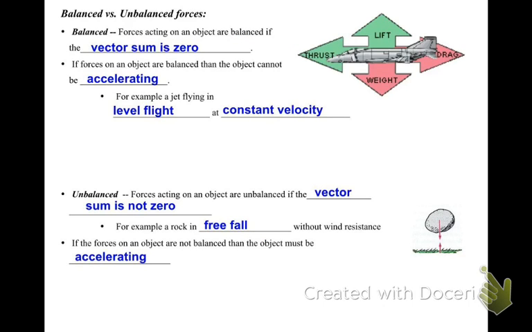Forces acting on an object are balanced when the vector sum is 0. What does that mean? Nobody even knows. No, I know. I'm just throwing it out there. Basically what that means is if the forces on an object are balanced, that particular object is not going to accelerate. So, balanced forces contain no acceleration.